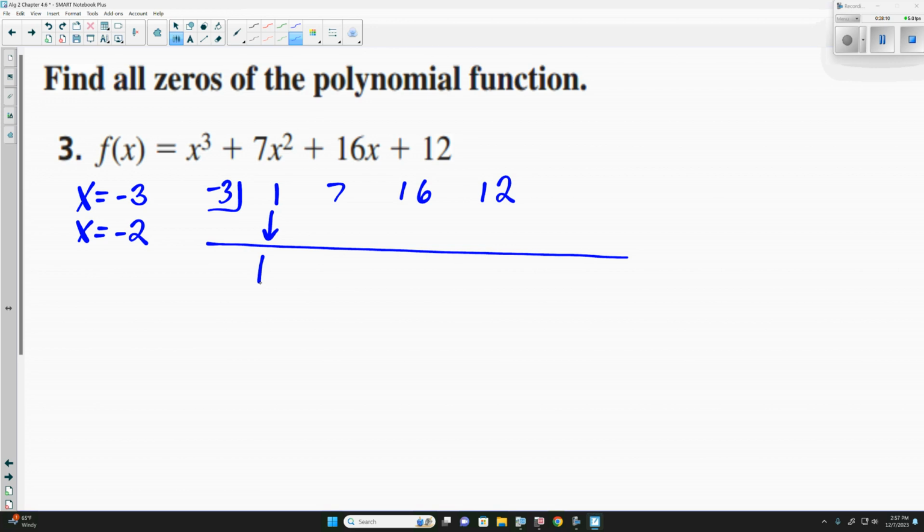We bring the 1 down. -3 times 1 is -3. 7 plus -3 is 4. -3 times 4 is -12. 16 plus -12 is 4. -3 times 4 is -12. -12 plus 12 is 0.